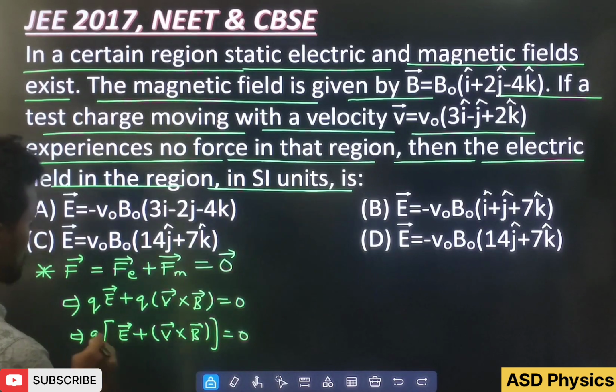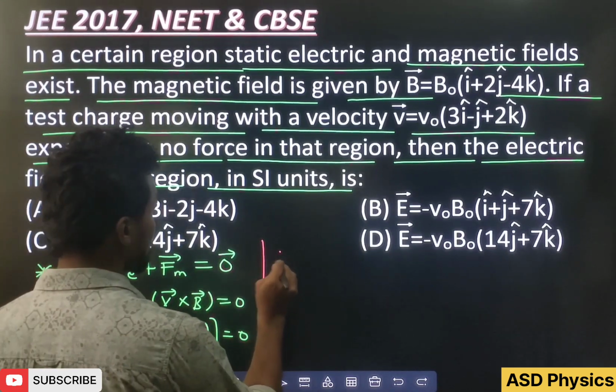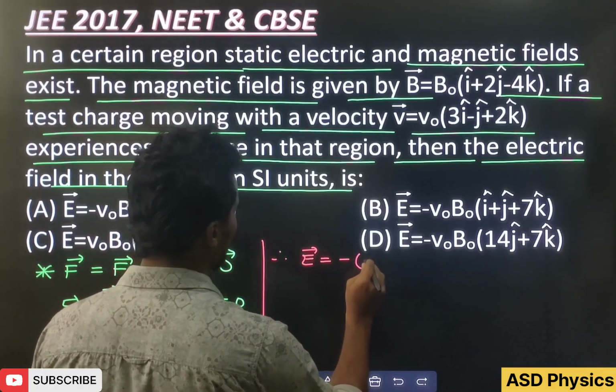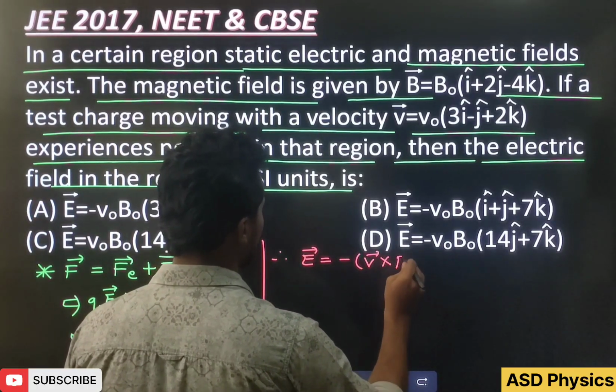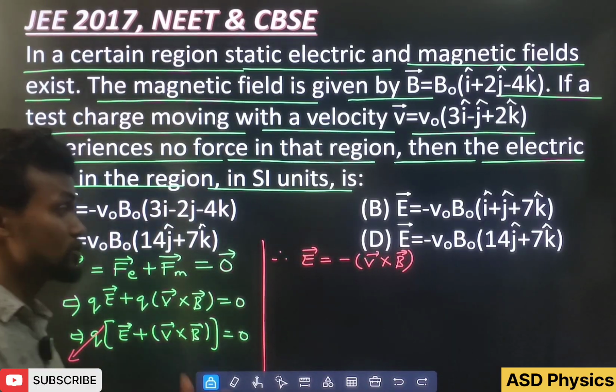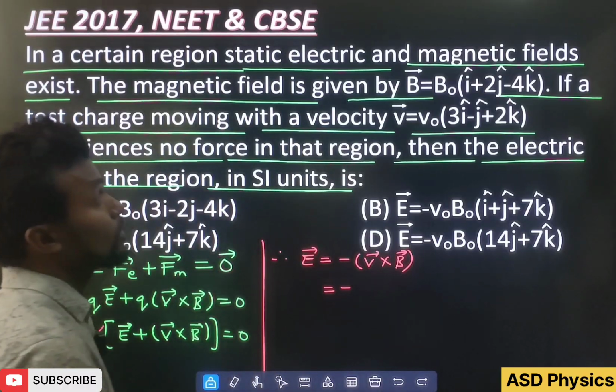Anyhow, what will happen, dear students? This Q cannot be 0. So from here I can write vector E is equal to minus of V cross B, because this thing should be 0. Then only the net force is 0. So minus here. What is the V cross B formula?